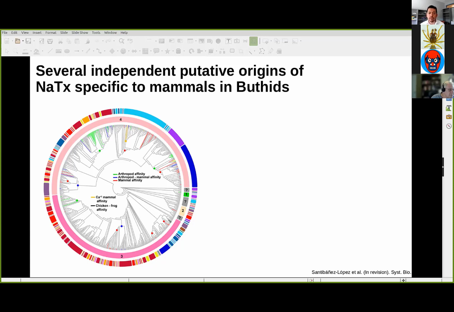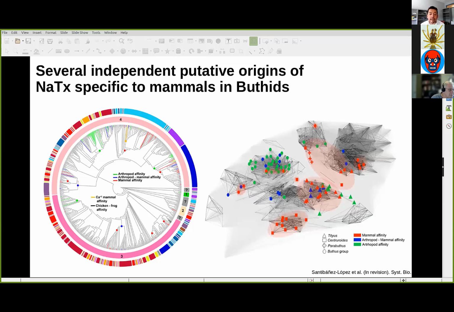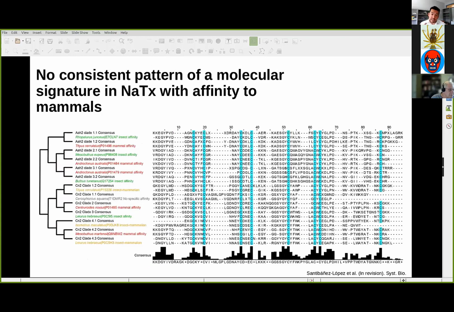And of course, we can observe that there might be a possible bias due to the length of these amino acid peptides, right? They are very, very short. So we decided to explore other tools such as clustering methods like CLANS. And here we can also see that by similarity, these peptides with high affinity to mammals are also recovered several times independently from each other, which supports this hypothesis.